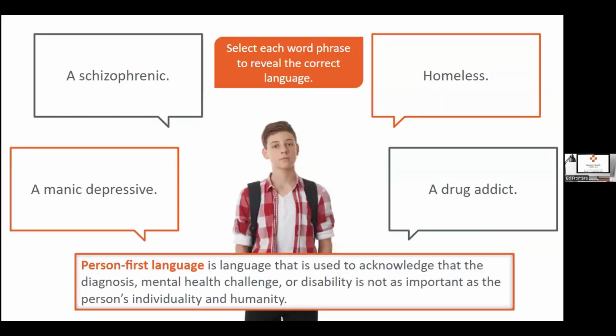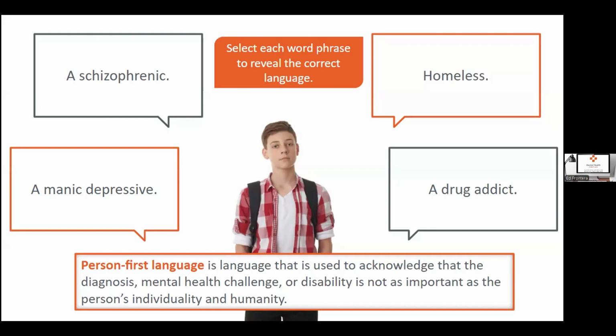One of the first tools in our toolbox that we'll discuss now and continue to come back to throughout the course is the language we can use. Language has power. The words we use can have power to hurt and stigmatize, but can also help us to connect and heal. The use of person-first language can reduce stigma, and also the distance between someone and hope and help. Person-first language is language used to acknowledge that the diagnosis, mental health challenge, or disability is not as important as the person's individuality and humanity.